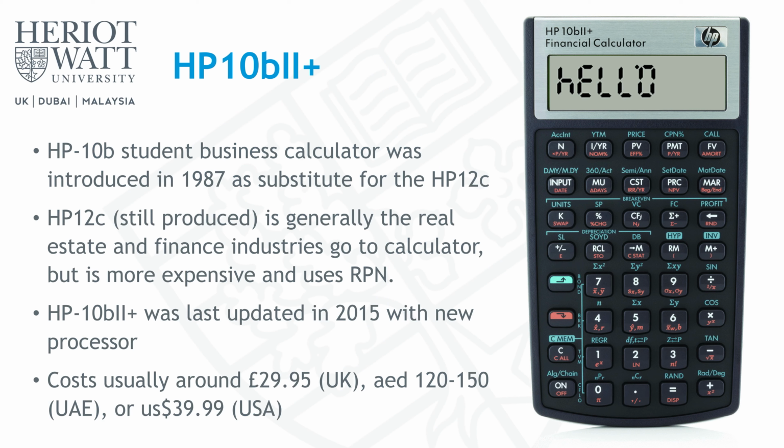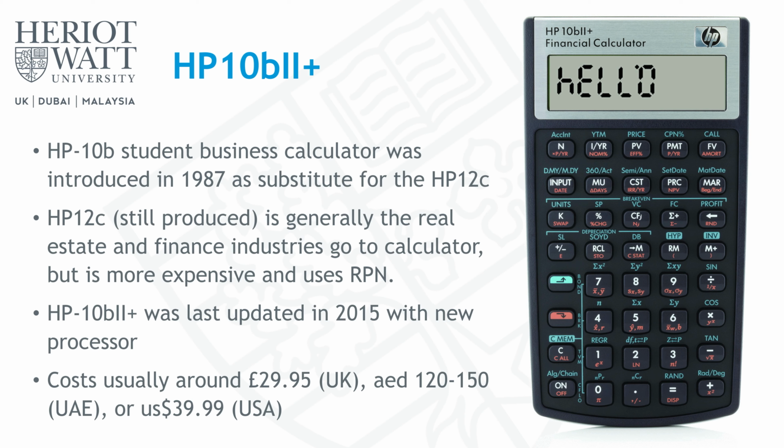(1987) as a substitute for the previously more well-known HP12C, which actually also was previously known as the HP12B financial calculator. The HP12C is still produced, and it's generally the real estate and finance industry's go-to calculator, but it's much more expensive, usually about twice as much as the 10B, and also uses a different type of input called RPN, or reverse Polish notation. So sometimes people find that a little more confusing. So the 10B is out there.